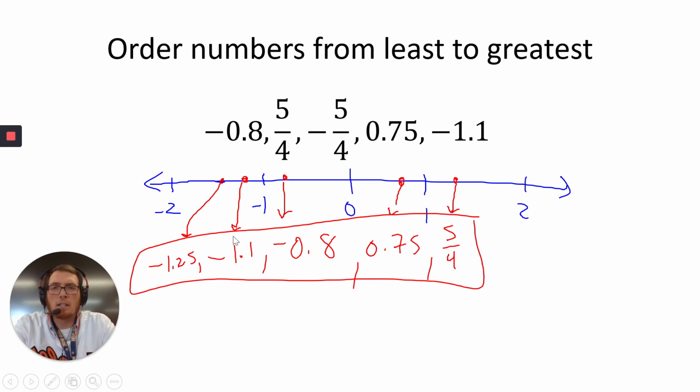That's smaller than -1.1 and the -0.8. Obviously, the positives should be bigger than the negatives. Every once in a while, you might get yourself confused because you lose track of a negative sign somewhere. That could affect your answer. So you just want to be careful on those as you're looking at those least to greatest problems.